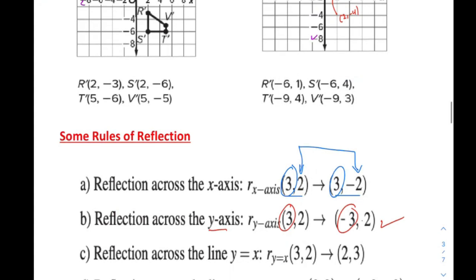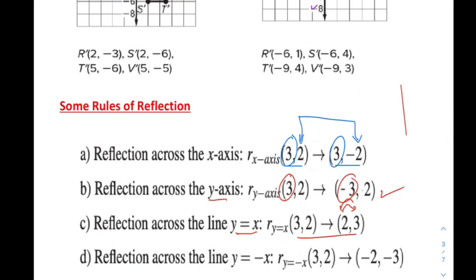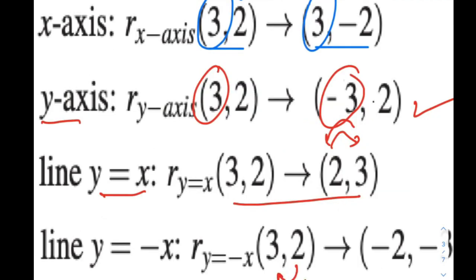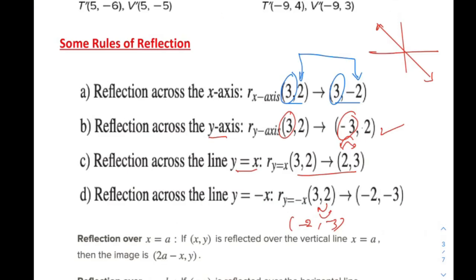Across y equals x, we mentioned that through the example of the triangle, you just interchange the coordinates. If y equals -x, it will not be like that one with a positive slope. It will have a negative slope like that one. So this will be y equals -x. And what happened here is not just interchanging. You interchange and then reverse the sign. So it will be 2, 3, and then reverse the sign as well. So everything will be reversed.